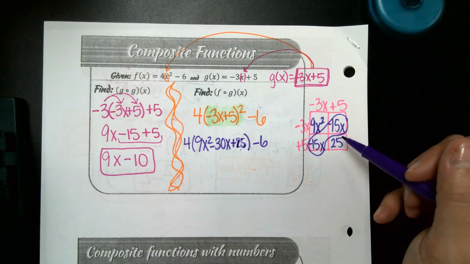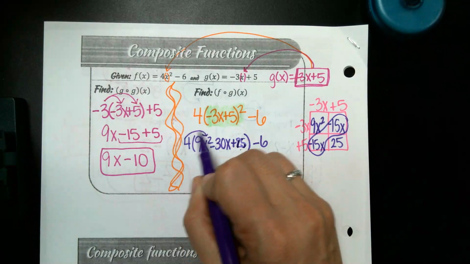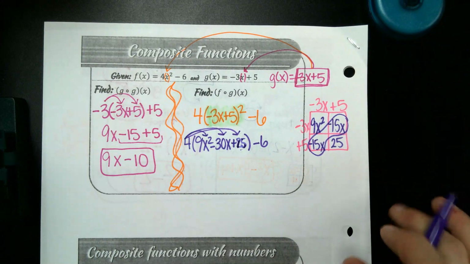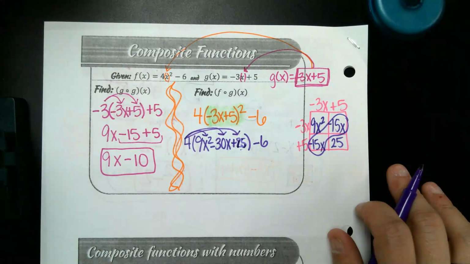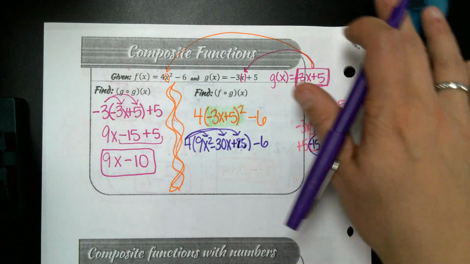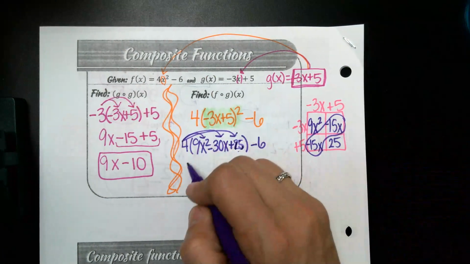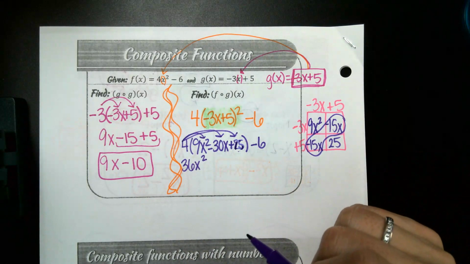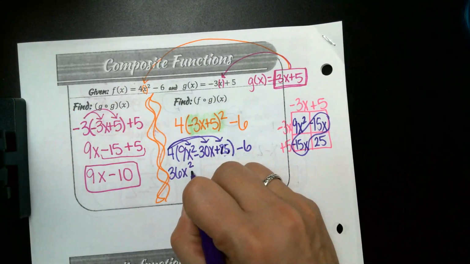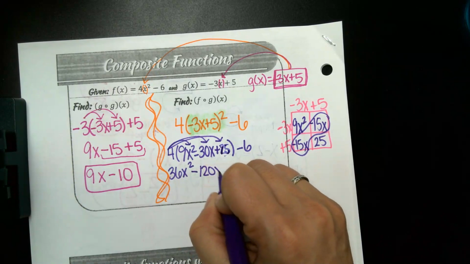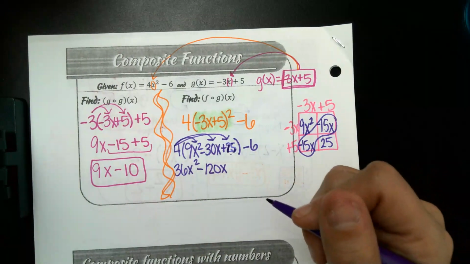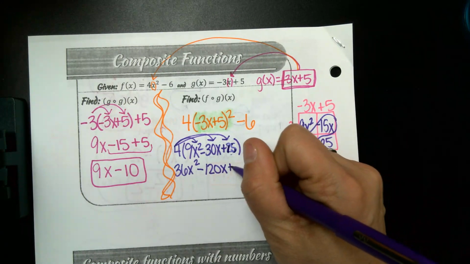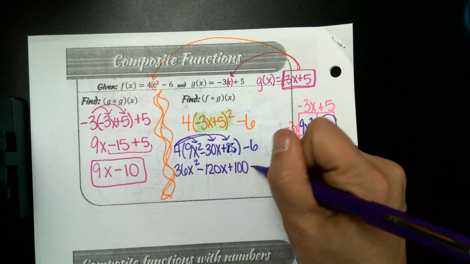So we've made the box. Now we have to distribute, so you need to multiply 4 by all 3 of those terms. Start multiplying for me. What's 4 times 9x squared? 36x squared, yep. 4 times negative 30: negative 120x. And then 4 times 25. You all know, if you have 4 quarters, you have $1. So it's 100. And then bring down the minus 6.